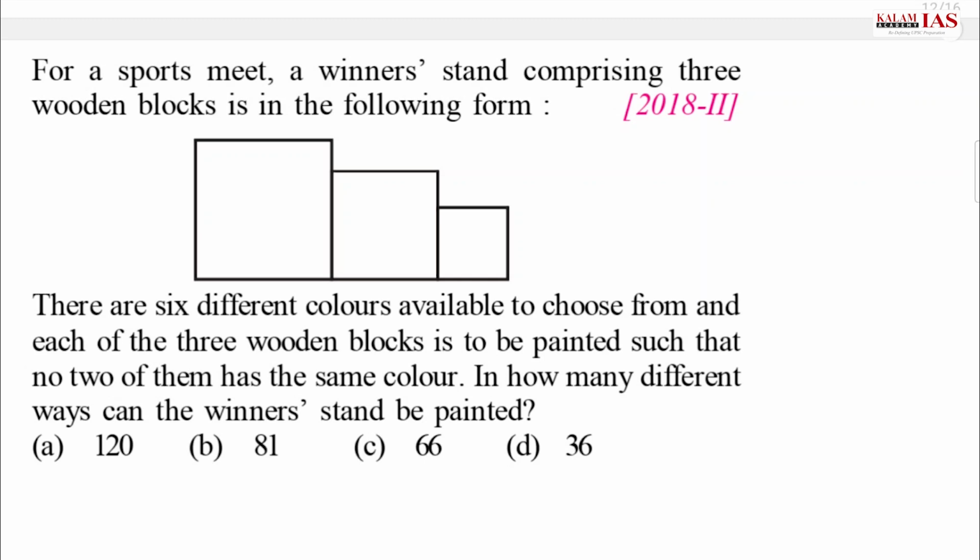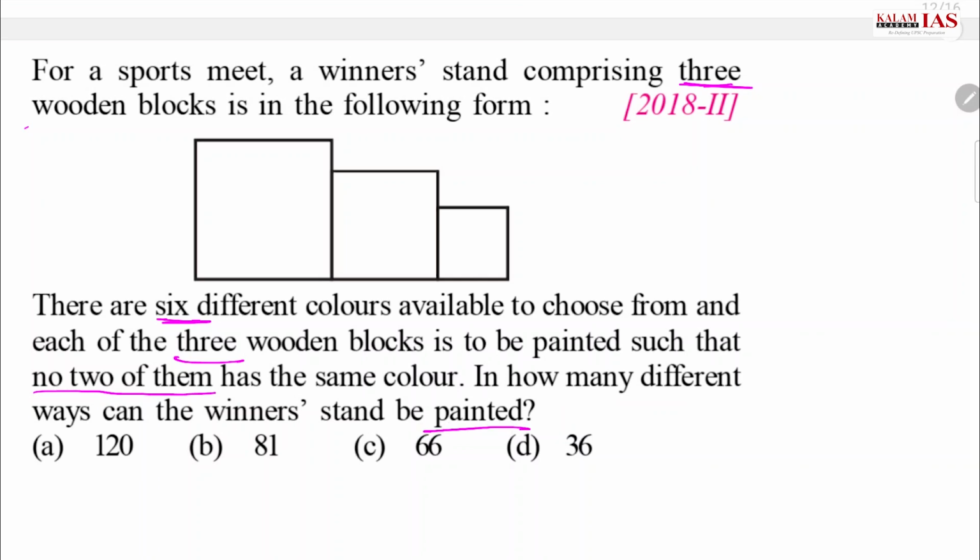I hope everyone has attempted the question. It is said, for a sports meet, a winner stand comprising 3 wooden blocks is in the following form. There are 6 different colors available to choose from, and each of the 3 wooden blocks is to be painted such that no two of them have the same color. In how many different ways can the winner's stand be painted?